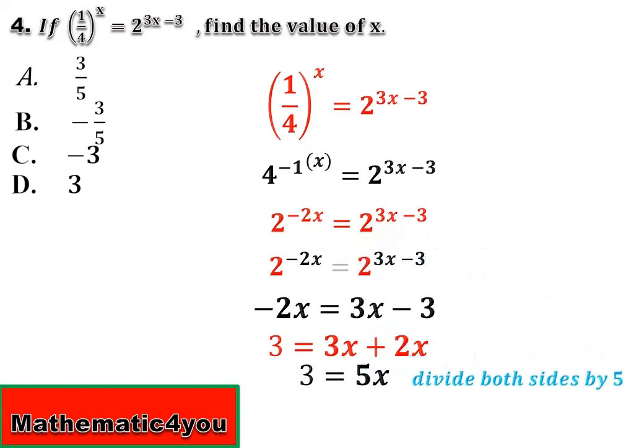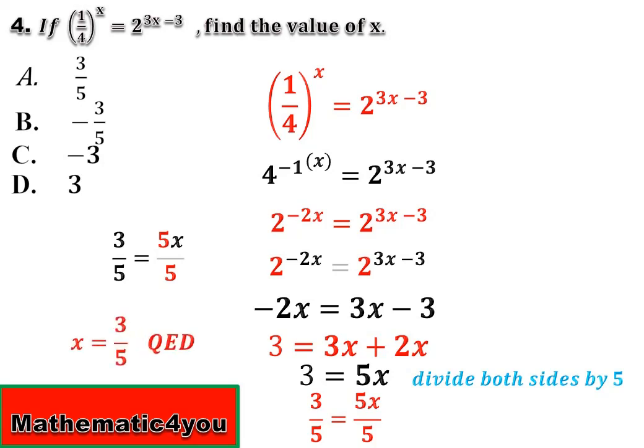Divide both sides by 5. Like this one, you divide both sides by 5. 5 on this side, you divide this side by 5. So then 5 will cancel 5. So I'm left with x, and we have 3 over 5. So we have x is equal to 3 over 5. So our right option is option A.